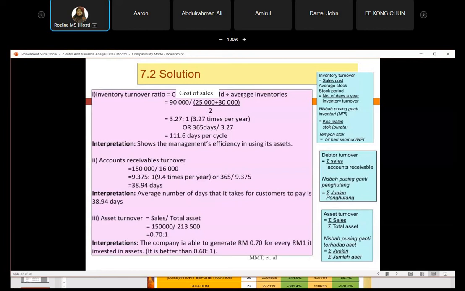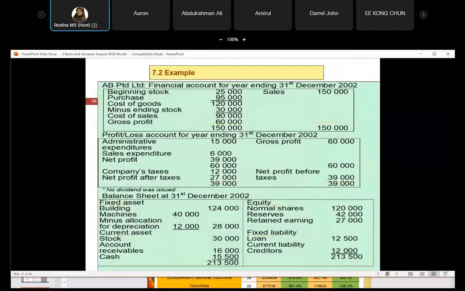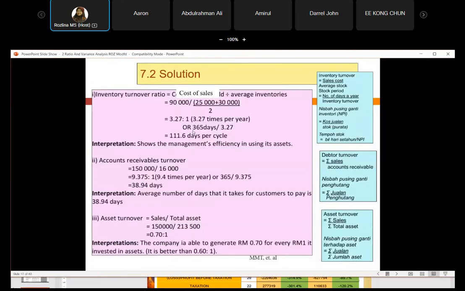This one is the average. You just get the data from the account, and there is no need to take the minus sign; you just want to see the amount and the number. So divide by 2, and you get 3.27 times per year. The meaning of times here is cycles per year, 3.27 cycles. If you want to convert to days, how many days per cycle, you just multiply with 365.